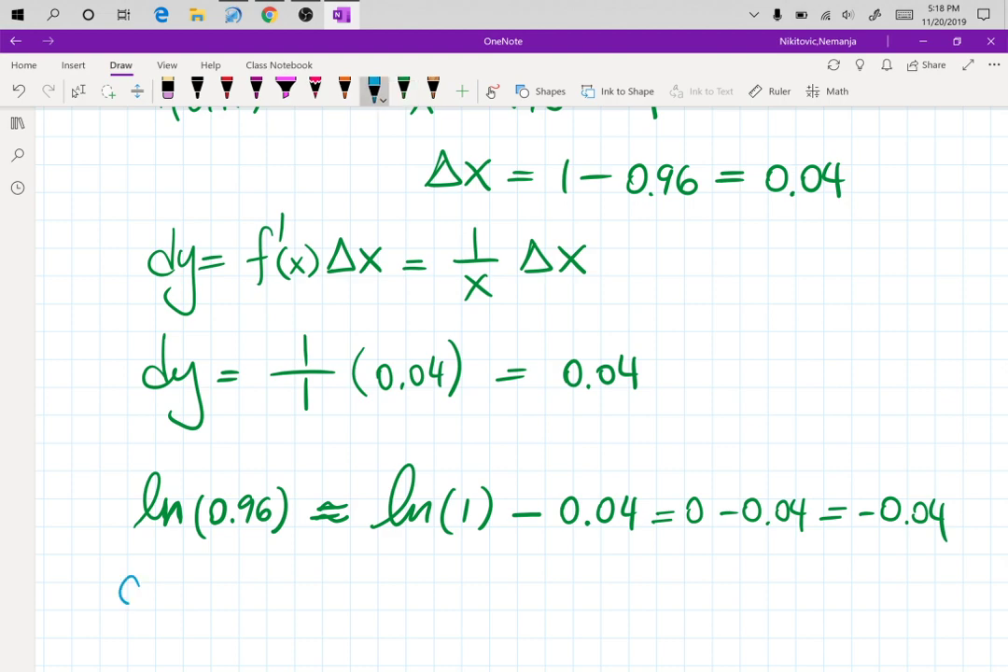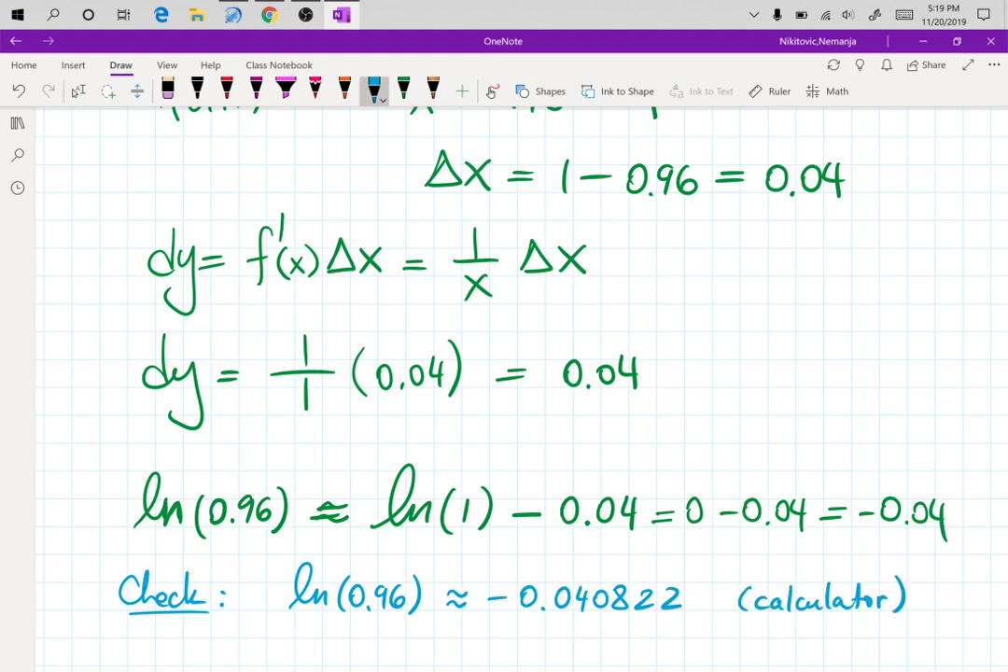Now, if you want to check all of these, you can punch ln of 0.96 in your calculator and figure it out. So ln of 0.96 is approximated by negative 0.040822. So I am very happy with my answer because, as you can see, it matches at least the first 2 decimal points.